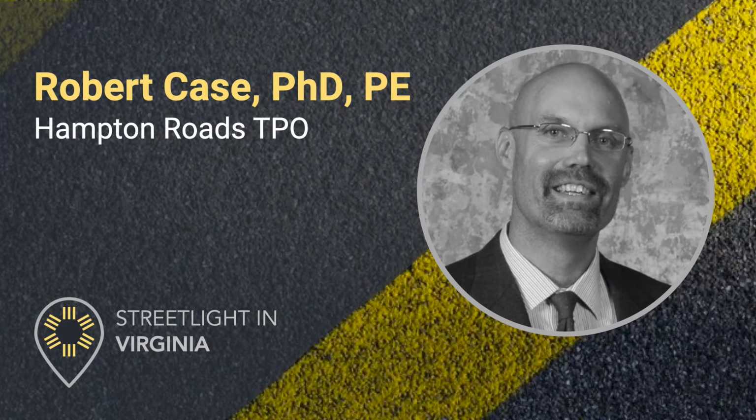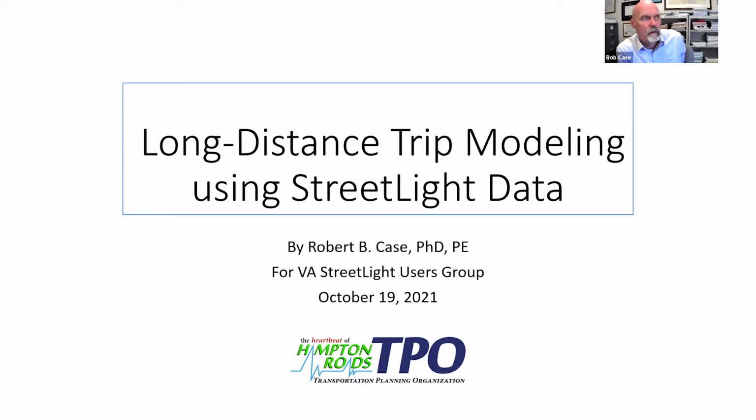So I'm going to be talking about long distance trip modeling using StreetLight data. These are long distance trips, and so we use the home location as a surrogate for the far trip end instead of an OD. So this is not an OD. This is a home location, and so we're thankful for being able to do that. So I'll jump into it.